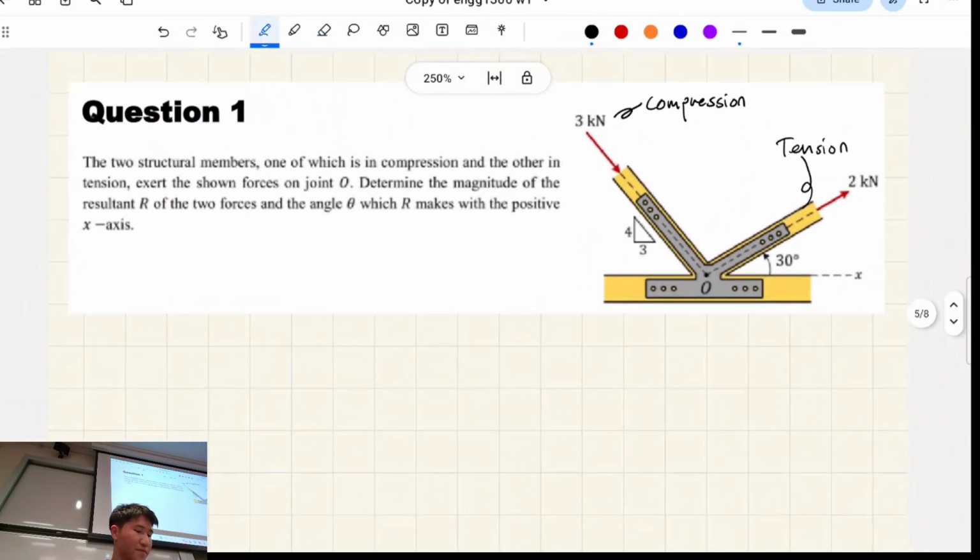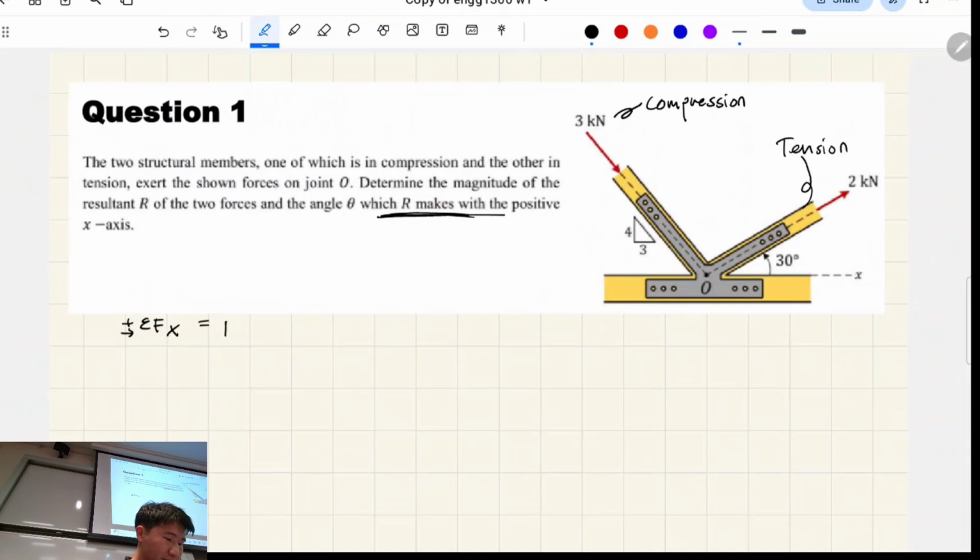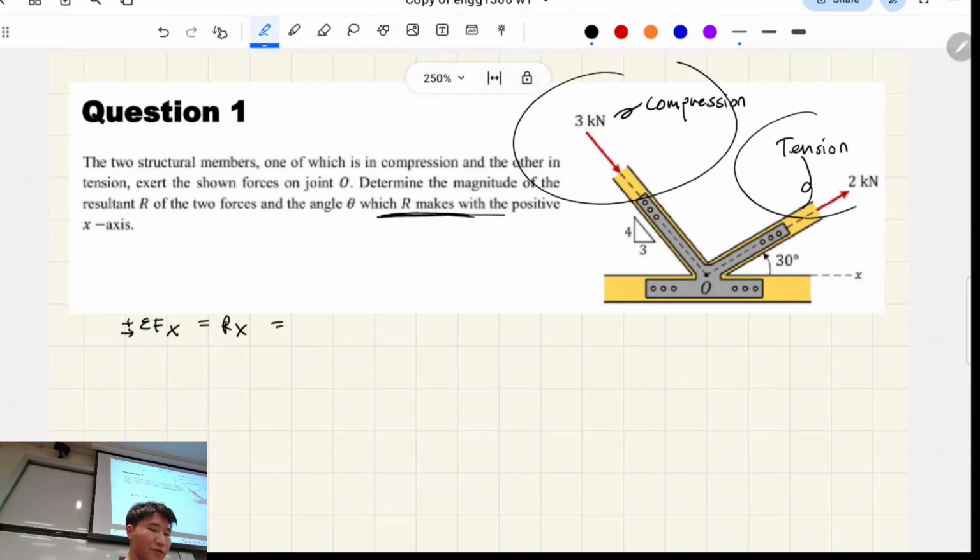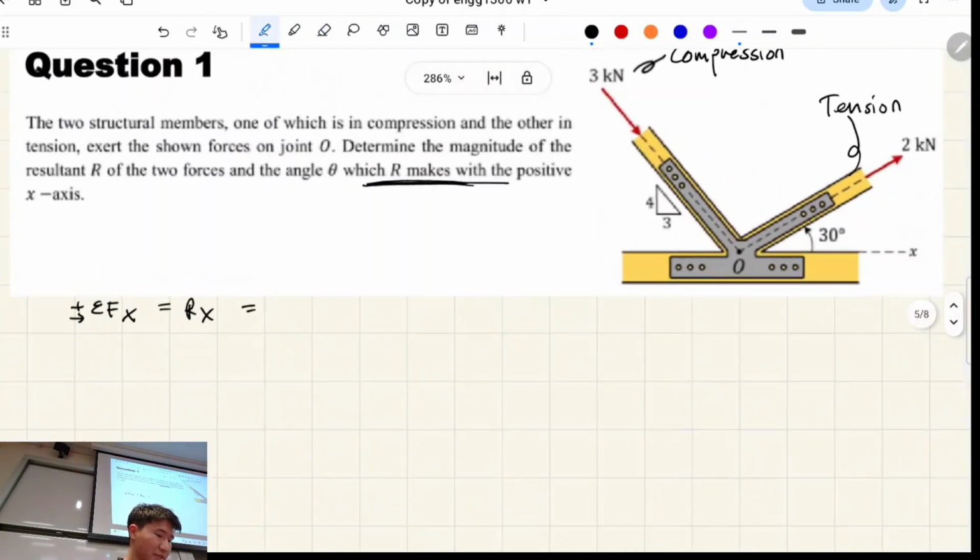So what the question's asking for is the resultant force at point O based on its external loading, which is these two forces, right? So we're going to take the sum of the forces in the x direction, and that's going to give us Rx, which is the resultant force. If we're looking at our compression force, it's acting to the right. We're just looking at the horizontal components of these forces. And our tension force is also acting to the right. So both these parts are going to be positive.